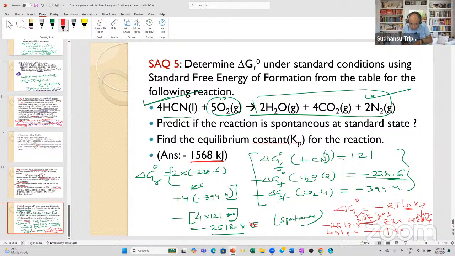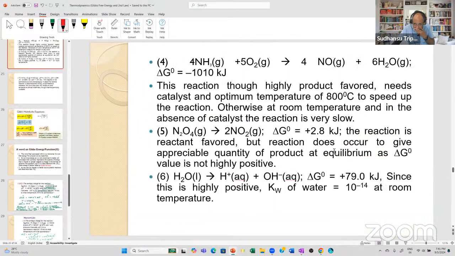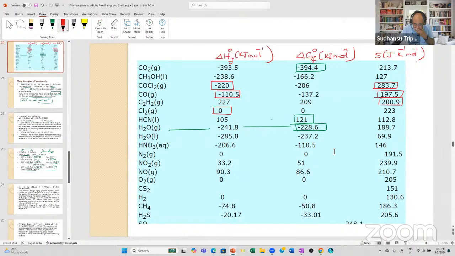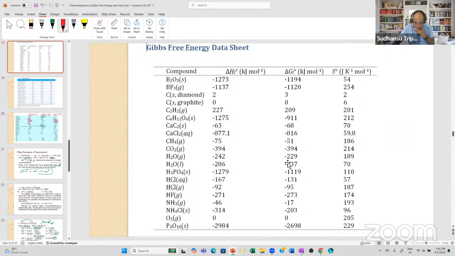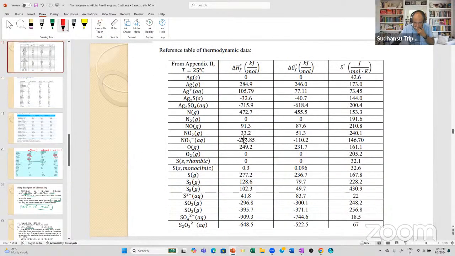This is 2 into minus 2 plus 4 into minus 10 over 4, and this is 4 121. This has to be this. This plus, there minus, this is plus. No, the answer is wrong, because for HCN the data is only in one table, not in multiple tables. I find the data.